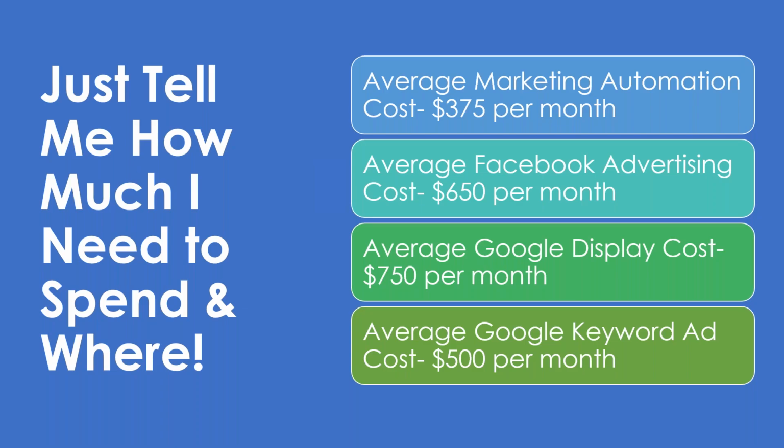So, okay, Crystal, just tell me how much I need to spend and where. Like I said, average marketing automation cost here, these are Eldermark numbers, are $375 per month. Average Facebook advertising cost $650. We're seeing Google display cost at about $750 per month. And then a Google keyword ad is about $500 per month here at Eldermark with some pretty strong results.